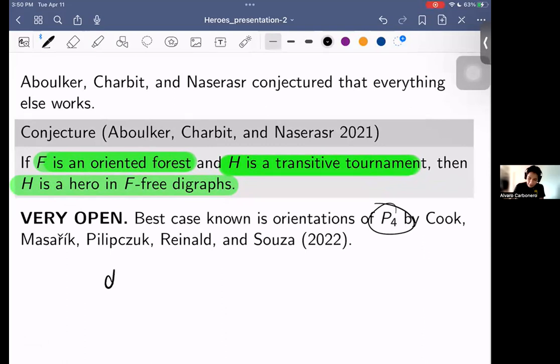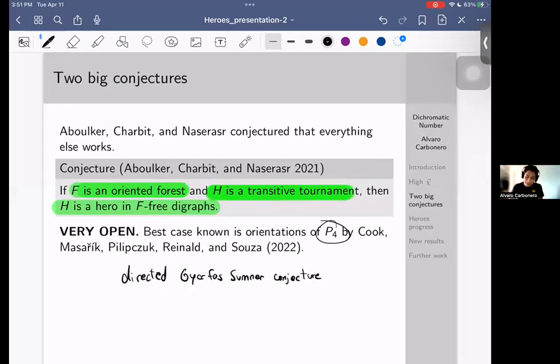This can be seen as the directed Gyárfás-Sumner conjecture for the ones who like structural graph theory. I'm not going to define the Gyárfás-Sumner conjecture because that's going to take some time. But it's just a way to compare this result to the undirected case. It's really hard, just like the Gyárfás-Sumner conjecture.